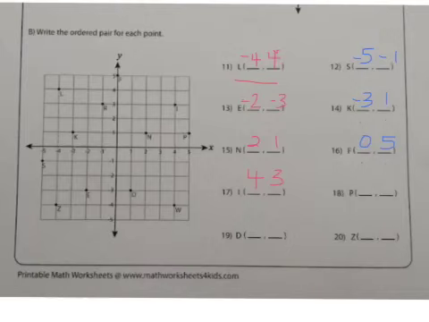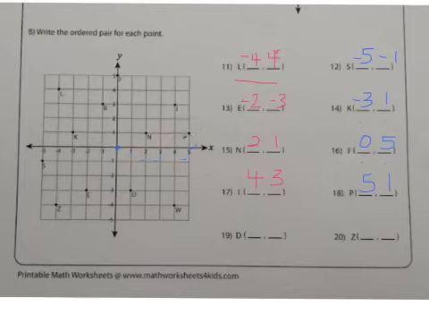Alright, then we have P. P is over here on the right, so you're going to start at the origin and count to the right. 1, 2, 3, 4, 5. To the right is positive, so you'll have a +5. Then you'll count up 1. Ups are positive, so you'll have +5, +1. To the right 5, up 1.